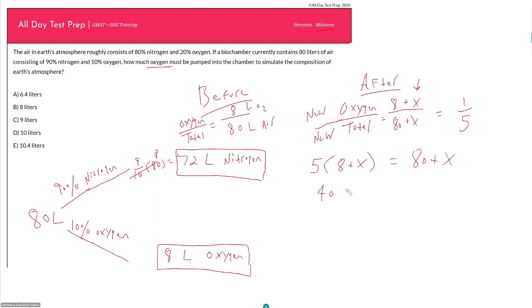So 40 plus 5X is equal to 80 plus X. Now we'll subtract 40 from each side and then subtract X from each side. And I get 4X is equal to 40, and then X is equal to 10. So I have to pump in 10 liters of oxygen in order to get 20% oxygen overall. And so D is the answer.